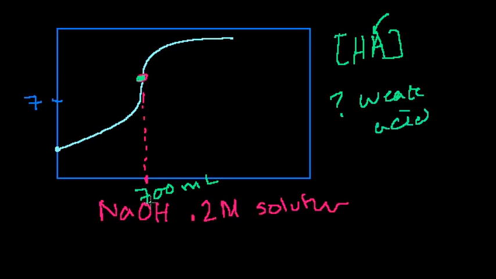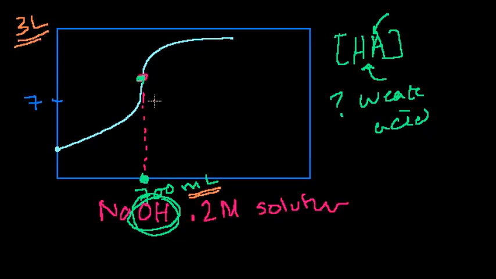Well, we must have added enough moles of OH at the equivalence point to cancel out all of the moles of the weak acid. So this 700 milliliters of our reagent must have the same number of moles as the number of moles of weak acid we started off with. And let's say our solution at the beginning was 3 liters, before we started titrating. And obviously as we add reagent, we're adding some volume to the solution, but let's just say that in the beginning we started with 3 liters.